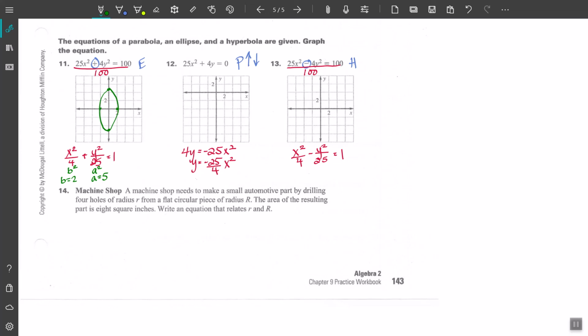Number 12, standard form here is my y being isolated. So from this point, I'm going to use my x, y table. And if I plug in 2 for x, I'm going to get y of negative 25, which isn't going to fall on this graph. So we can kind of see that this thing is going to be dropping pretty quickly. It's going to be a pretty narrow parabola.